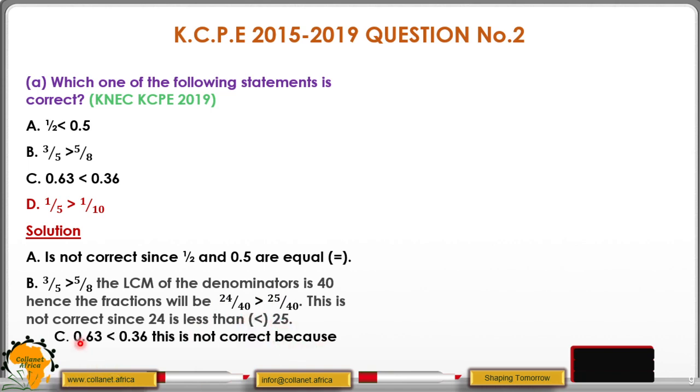Part C, we have 0.63 is less than 0.36, meaning this is not correct because 0.63 is greater than 0.36. Therefore, this is not correct.